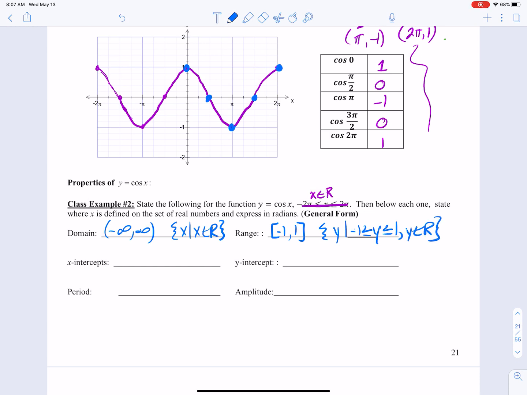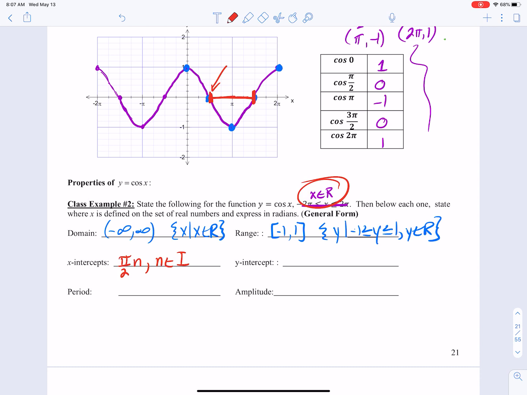My x-intercepts are different though. They still happen pi units apart, but they're shifted over because the whole graph is shifted. So I'm going to pick my first x-intercept, which is pi over 2, and I'm going to multiply that by n, and then I'm going to indicate n has to be an integer. Again, we're dealing with the x-intercepts over the domain of all real numbers.